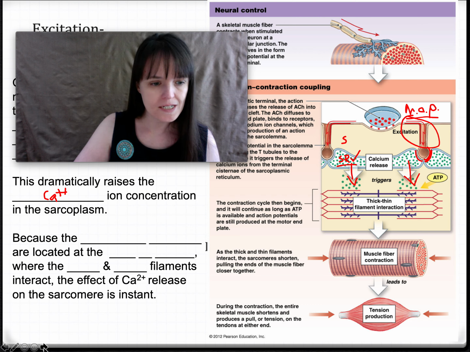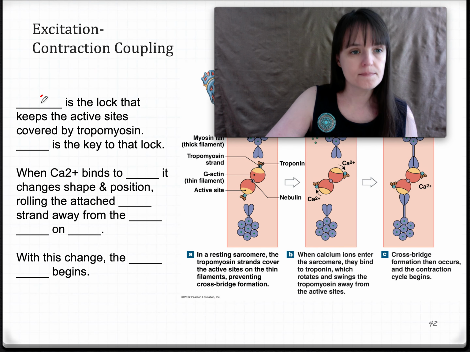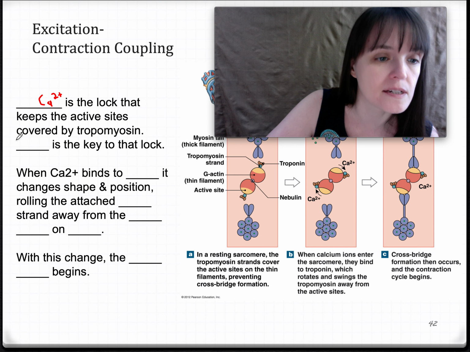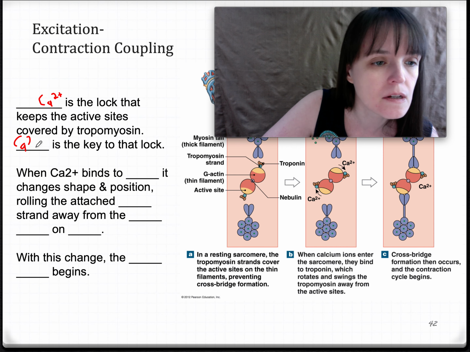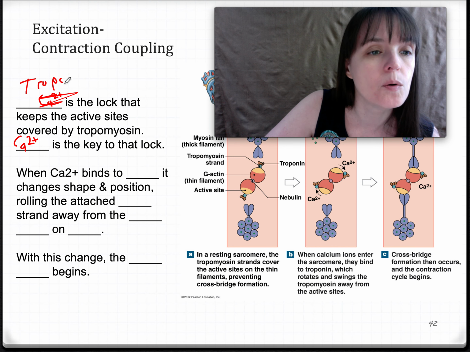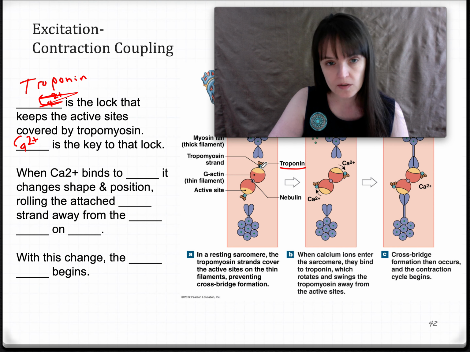Next page. Okay, calcium is the lock that keeps the active sites covered by tropomyosin. I'm sorry, the lock is the troponin. Calcium is the key. Troponin is the lock that keeps, and here's a picture of the troponin holding the tropomyosin on the active site on actin.